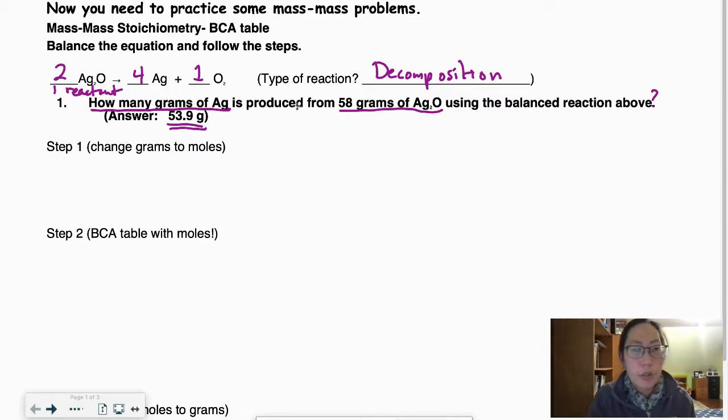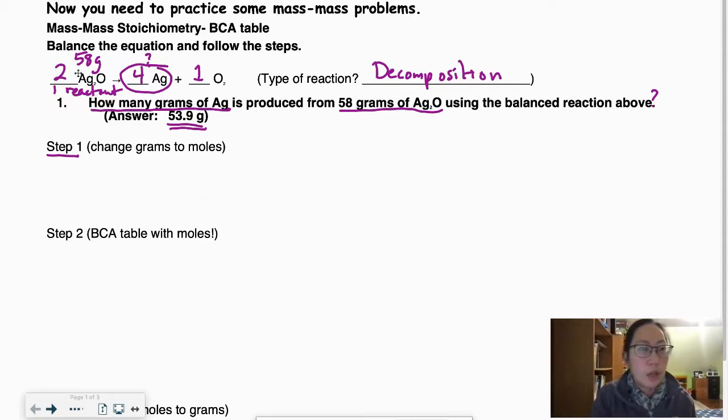So our first step when we have a problem like this, where in this case we're starting out with 58 grams, it's always good to label our things, and we need to figure out, okay, here's our question mark here. How much Ag can we produce from our 58 grams? So first step in doing these problems, when there is no limiting reagent involved, we just take this grams and figure out the grams of this. The first step is always going to be to change this grams into moles. Why? Because we need to fill in a BCA table to solve this problem.